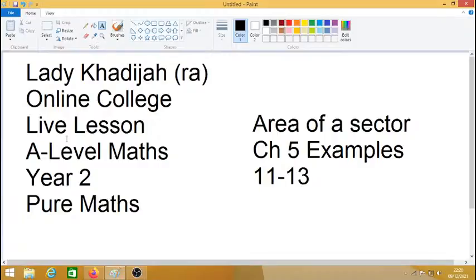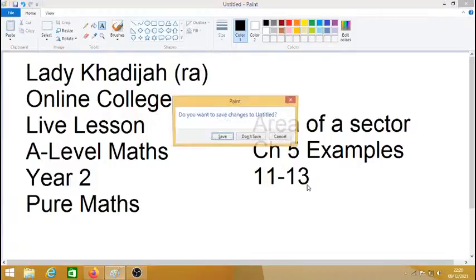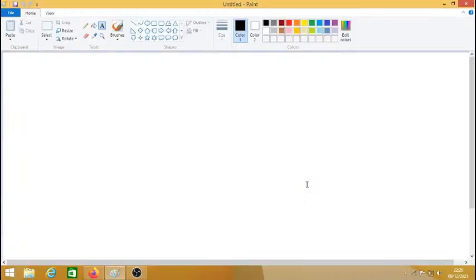This lesson is the first lesson on the area of a sector, following on from previous lessons where we looked at a sector but looked at the arc length. This time we're looking at the area. If you're following through in the book, it's chapter 5, examples 11 to 13 of the UK Edexcel Pearson A-Level book.